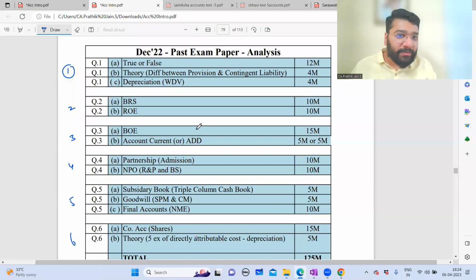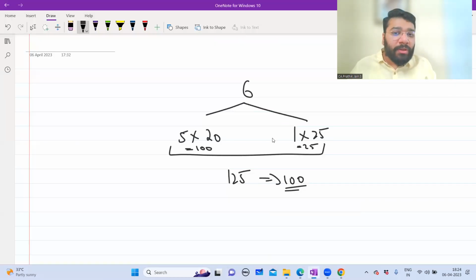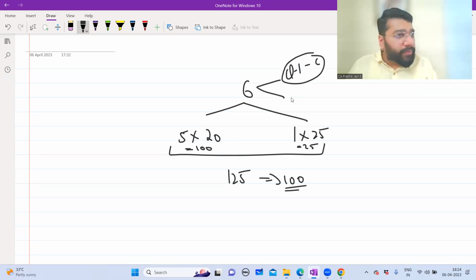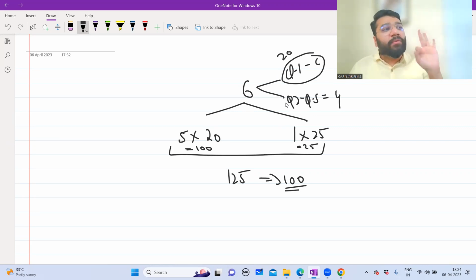Now let's understand this. In the 6 questions, question number 1 is always compulsory. You have to attend it, which is for 20 marks. Out of the remaining 5 questions, that is question number 2 to question number 6, you have to write any 4. Question 1, compulsory. How many marks? 20 marks.